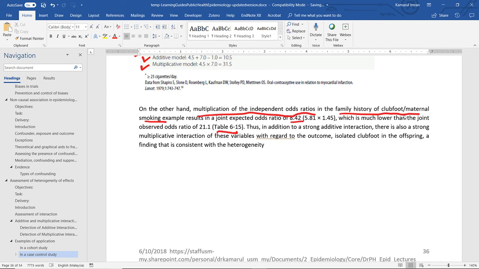But this is much lower than the observed odds ratio, which is 21.1. 8.42 is very much lower than 21.1. So there is a strong additive interaction and also a multiplicative interaction in this example.